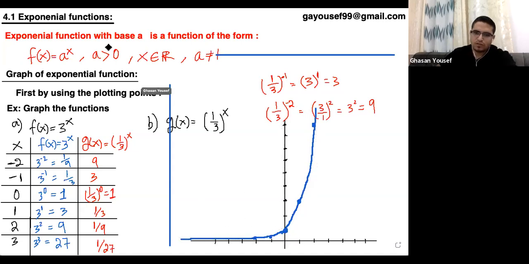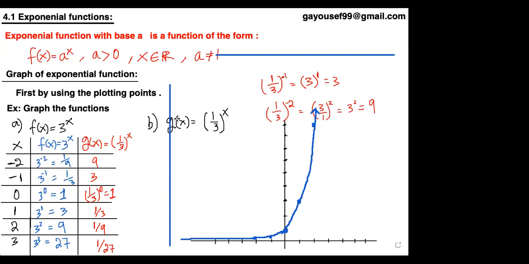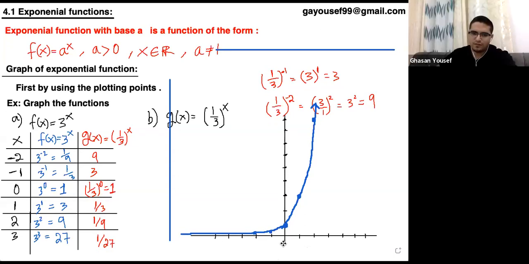Wait, so this is the graph. Sorry, we can't see the x-axis. Oh, you cannot? No. You can see it right now? Yes. Okay.